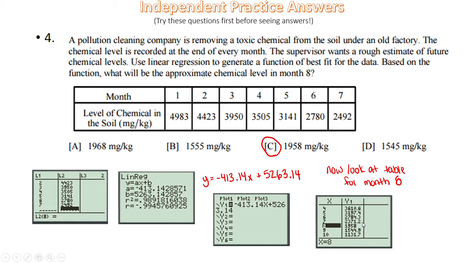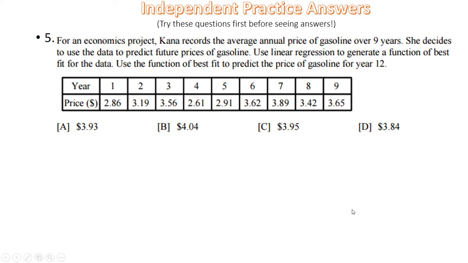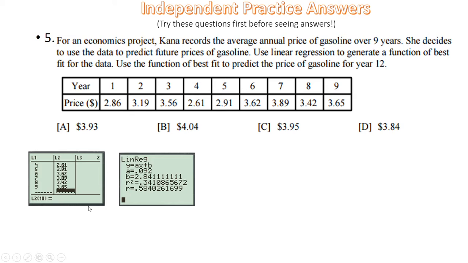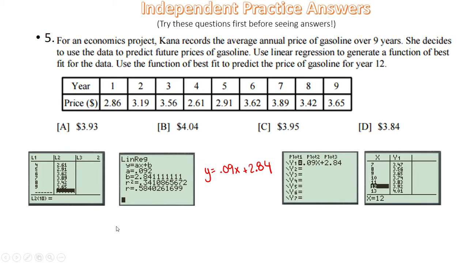1,958 is C. Okay, last question before we do our star question. This time we're asked to generate a function, that means an equation, for year 12. So if I type these into stat calc 4, and then go 2 decimal points, I have this. Now if I type that into my y equals key and then look at my table, I see $3.92.